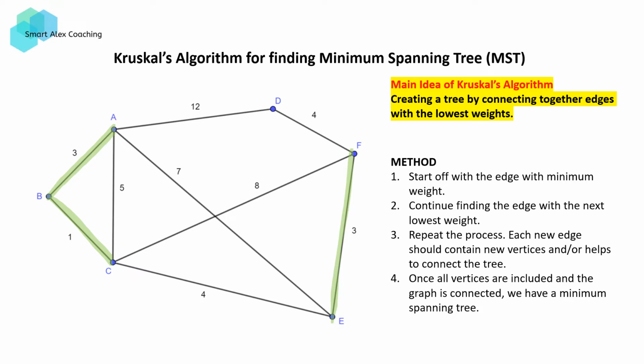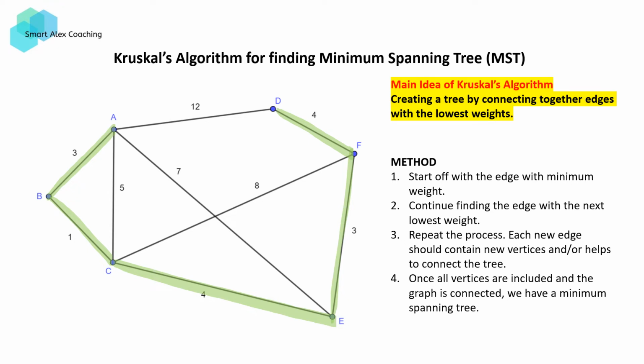The next minimum weight is 4, which are edges DF and CE. Doesn't matter which one you choose. I'm going to choose edge DF. And next edge is going to be edge CE with a weight of 4 as well. And at this point, I've collected all the vertices and it is a connected graph. So I now have our minimum spanning tree.